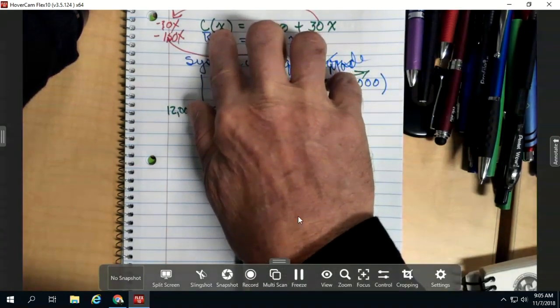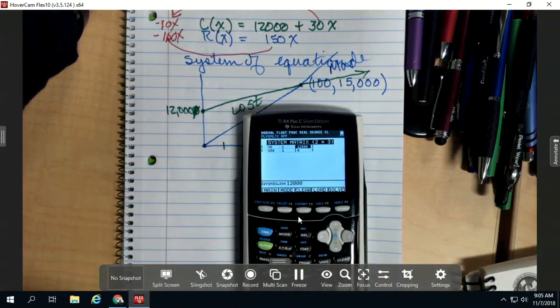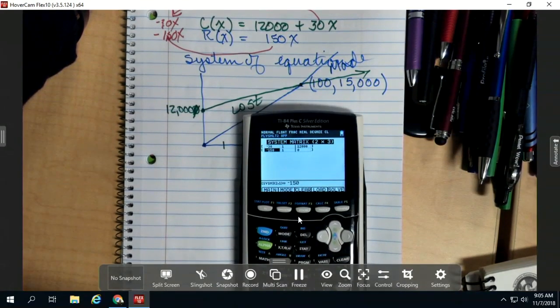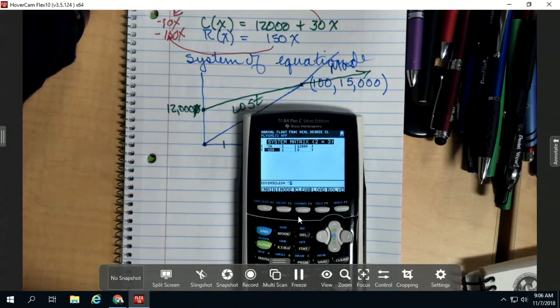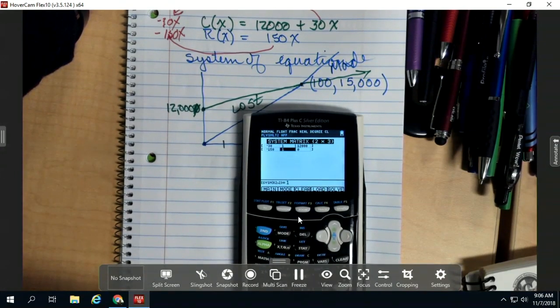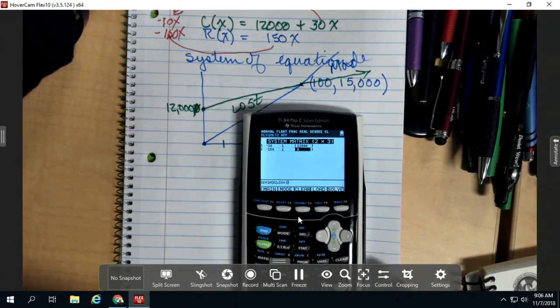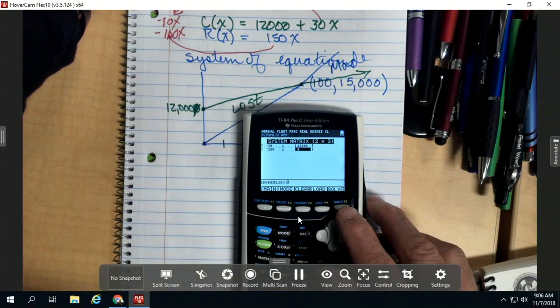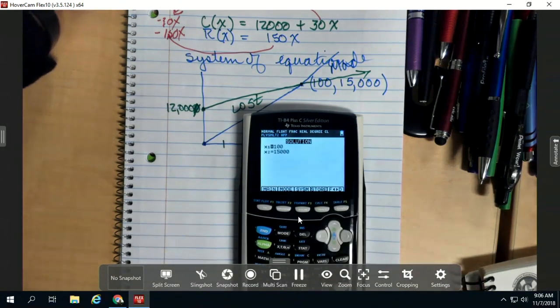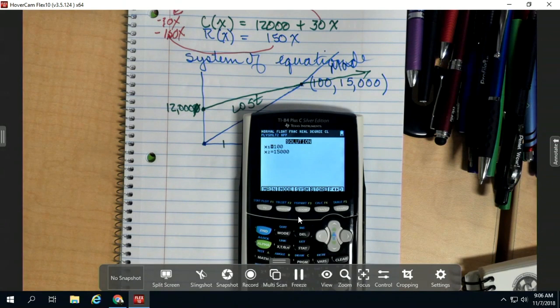1, since this is 1y, and it's 12,000. Negative 150. 1. And there's nothing left on this side if you move the 150 to the other side. And then click the solve button, which is also graph. And it tells you 15,000.